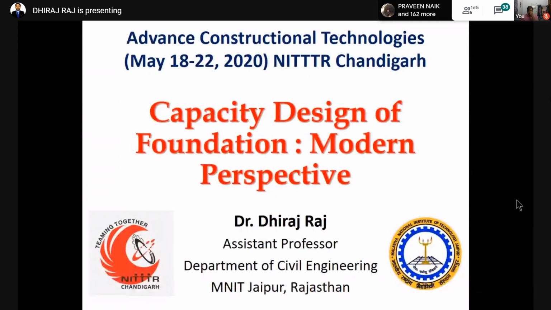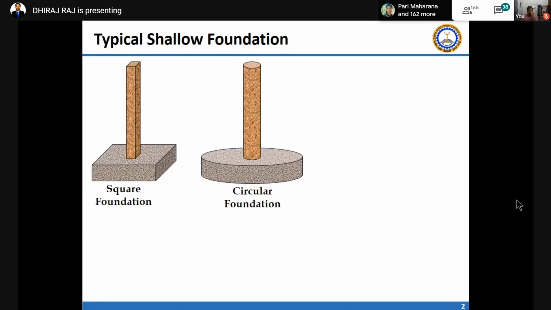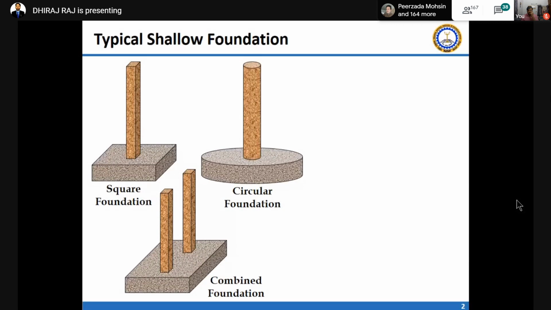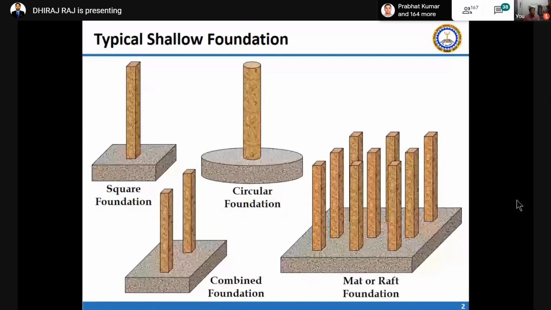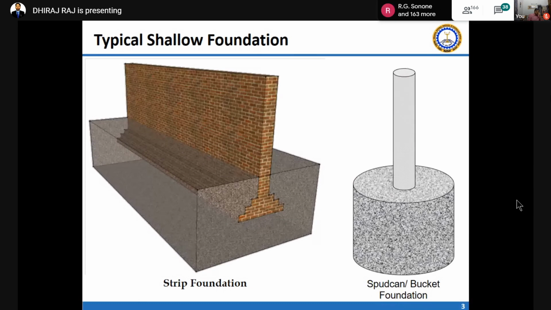For that, I'll go through a very quick review of typical styles of foundations, which are common based on shape, like a square foundation, circular foundation. If you put two columns together, then it is a combined foundation. Then there is the mat or raft foundation. Similarly, if you are putting a brick masonry wall, it is a load bearing wall kept on a strip foundation, and a special foundation used in offshore is the spudcan or bucket foundation. So these are the typical styles of foundation.